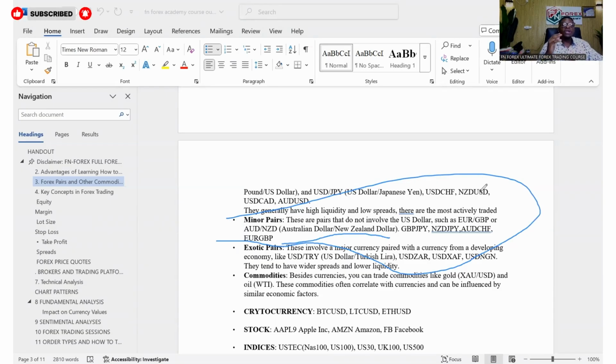Since they don't have the USD, they have less volume and less liquidity. But these pairs are still good to trade, right? You could trade the major currency pairs, you could trade the minor currency pairs. They all move, they all have liquidity, they all give you opportunities to get in, buy or sell, make profit, and get out, right? Now, like I mentioned earlier, one of the reasons why you trade Forex is diversification.